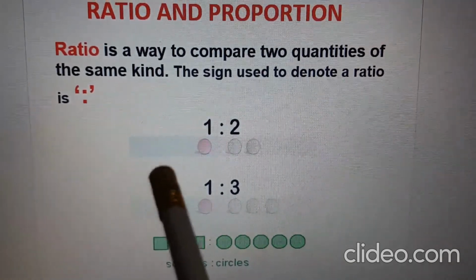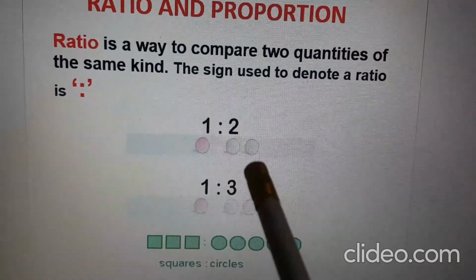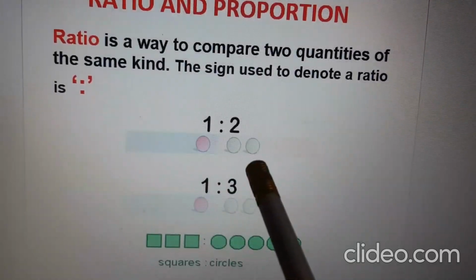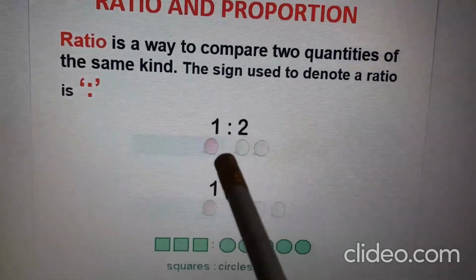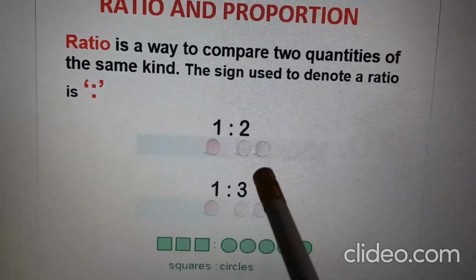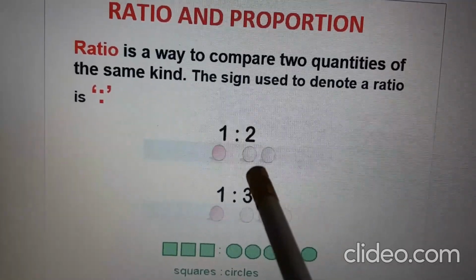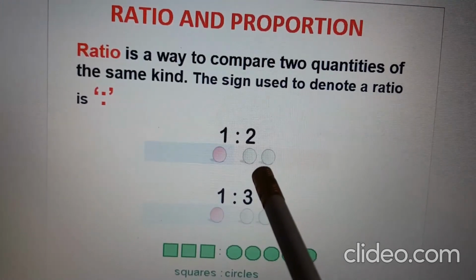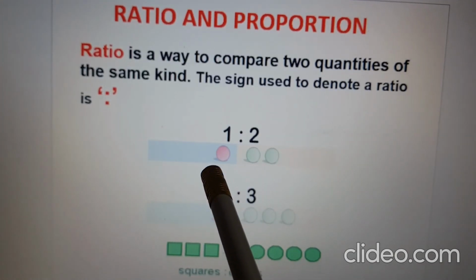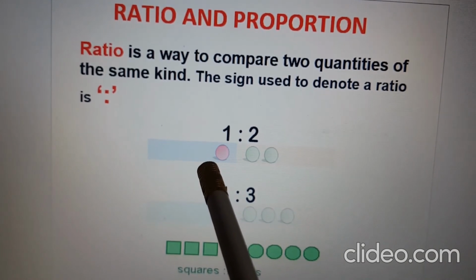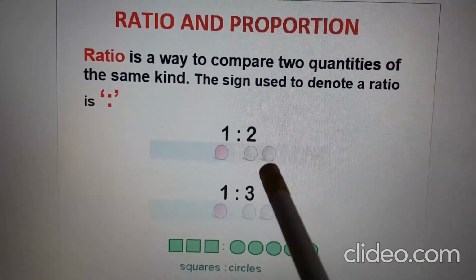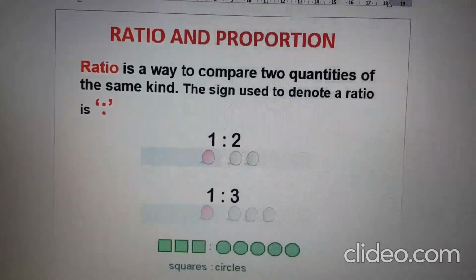What is ratio? Let us understand this concept with the help of this picture. This is a picture where three balls are given. One is a pink ball and two are green balls. We can say that green balls are twice of pink ball. Twice means two times. Two times of pink balls because one ball is pink in color and two are green in color. So these are twice of pink ball.